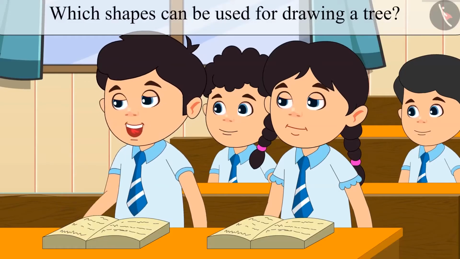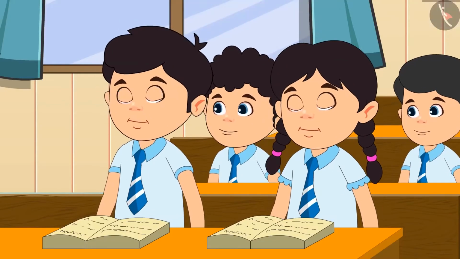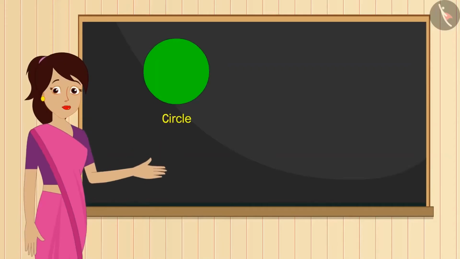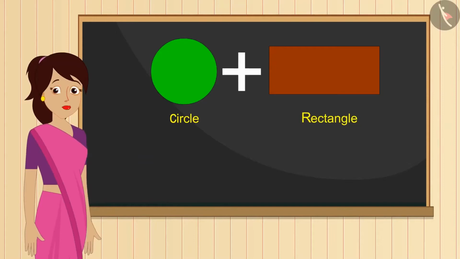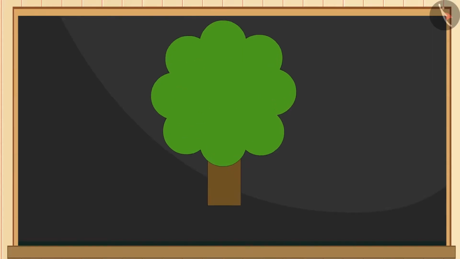Teacher, if we want to draw a tree, then which shapes should be used? A tree can be made by joining the circle and rectangle. First we will make the trunk of the tree with a rectangle. Then we will make 8 small circles like this. Now if we join the outer boundary of this shape and erase all the other lines, then it will become the upper part of the tree.